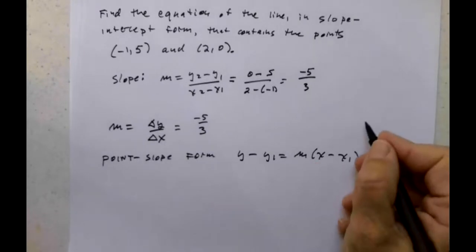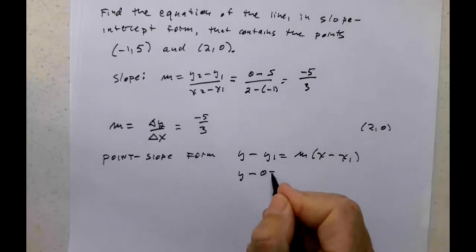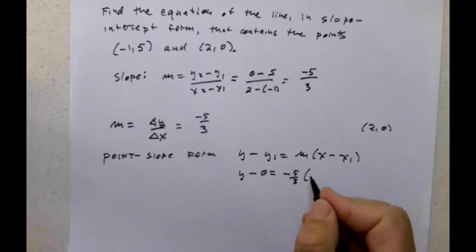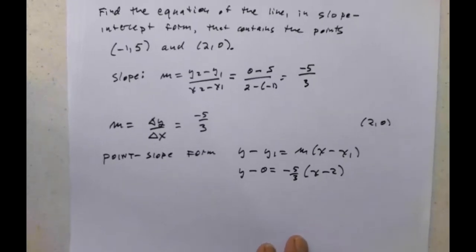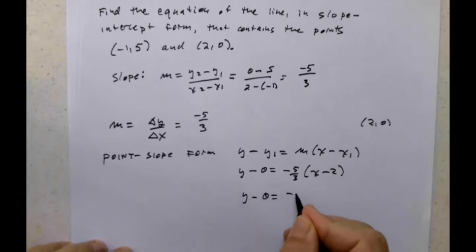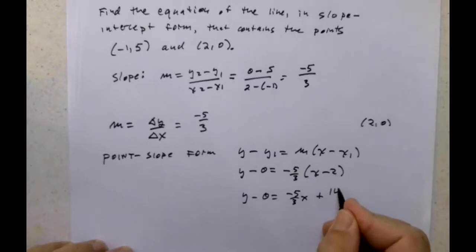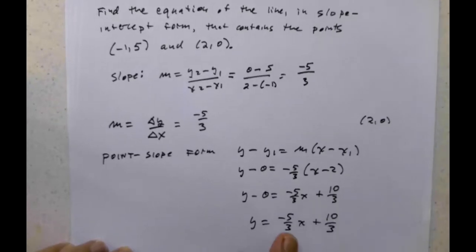So I've got to pick one of these 2 points. I think I'll pick the point (2, 0). So y minus y1, y minus 0, is m, -5/3, times x minus 2. So there is the equation in point-slope form. So I get y minus 0 equals -5/3 x. -5/3 times -2 is plus 10/3. So I get y is -5/3 x plus 10/3. But that really is not my favorite way to do this.